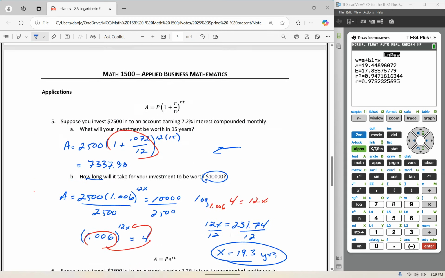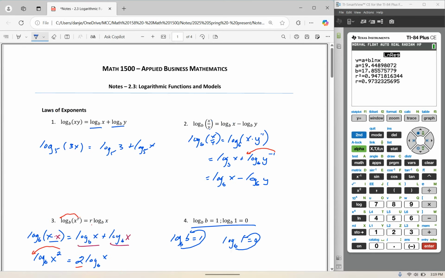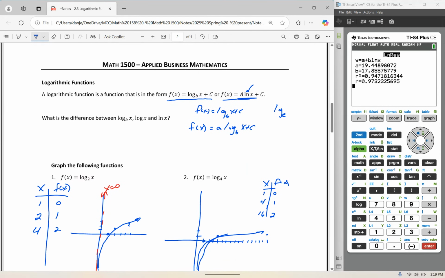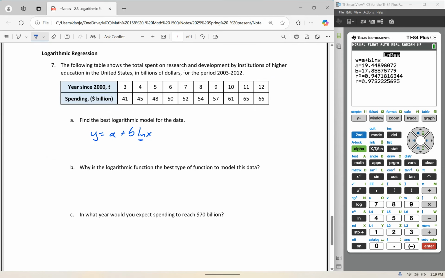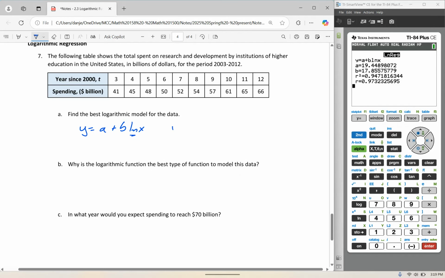Up here, when I first showed you where to go, the logarithmic equations, notice I had the plus c. I had that constant added last. The calculator gives it to you first. It doesn't make any difference. So the logarithmic function here is y equals 19.45 plus 17.86 times the natural log of x. Okay. Notice that our r value is 0.97, so that's pretty close.